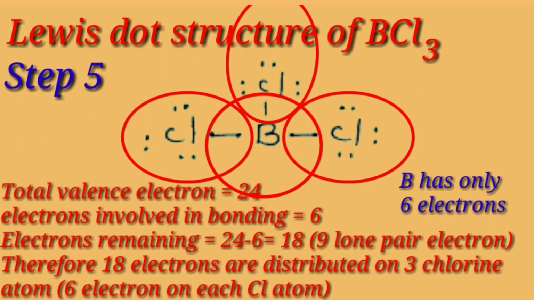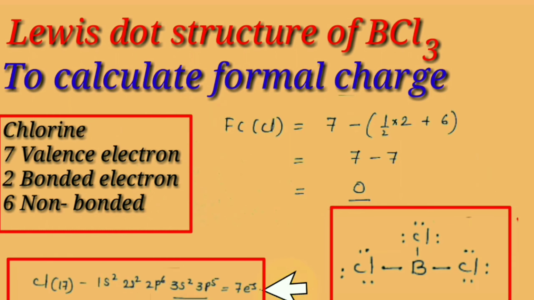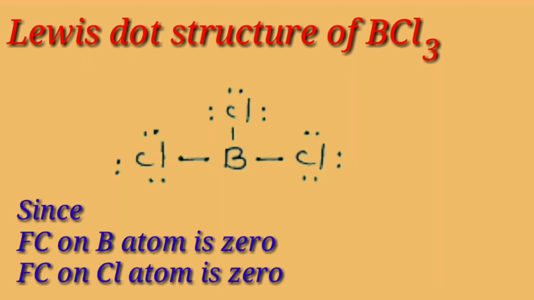And in the final step, we need to calculate formal charge. So on substituting the values, formal charge of boron comes to 0. And formal charge of chlorine comes to 0. So we can say that the structure of boron trichloride is a stable one.